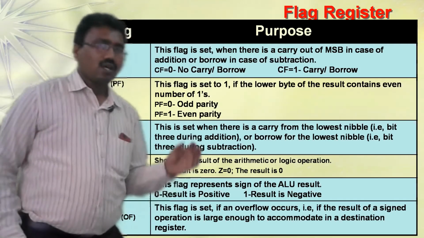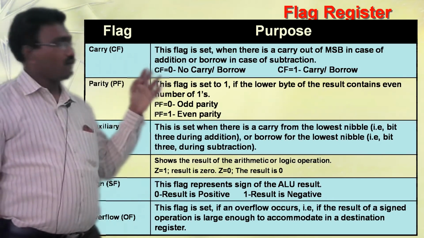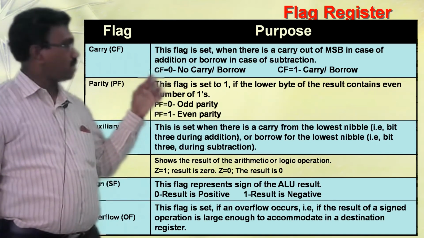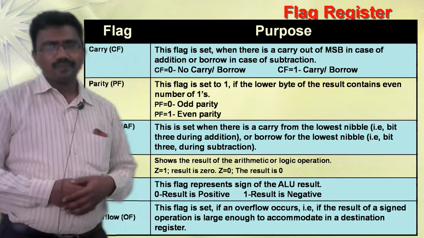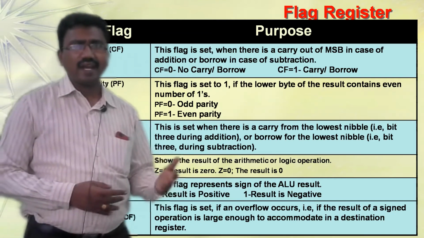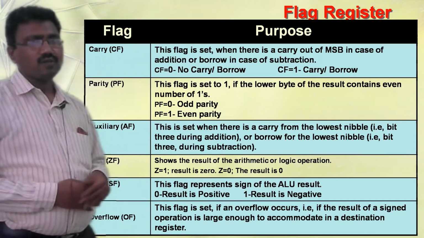First condition code flag is the carry flag. When is the carry flag set to 1, and when is it set to 0? If the recent ALU operation generates an end carry of 1, the carry flag is equal to 1. If the end carry is 0, the carry flag is equal to 0.